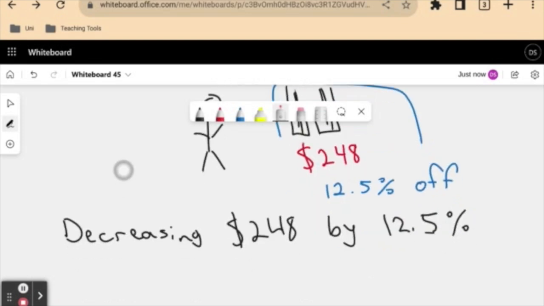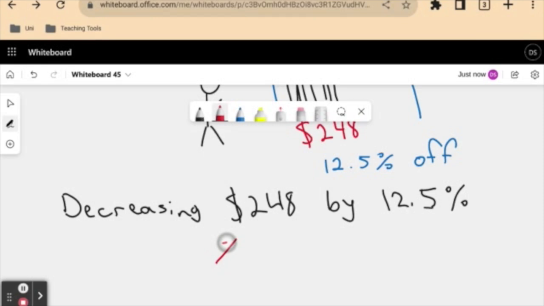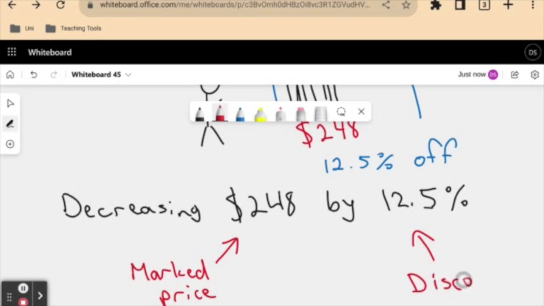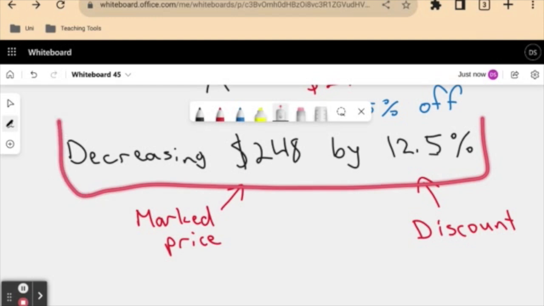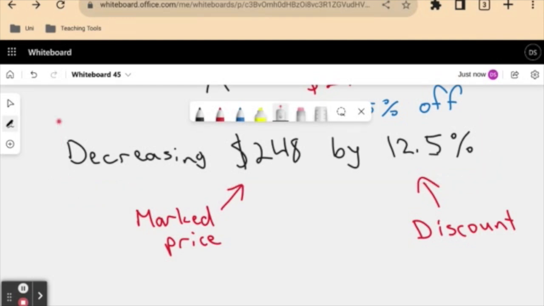Now, our 248 here, that is our marked price. And the 12.5%, or whatever amount of money that ends up being, the 12.5% off, that ends up being our discount. And once we find our discount and subtract it from our marked price, that is when we get our sale price or our discounted price. So all we're doing here is essentially just working through this question, which we should hopefully be comfortable with if you've watched my video on increasing and decreasing by certain percentages.